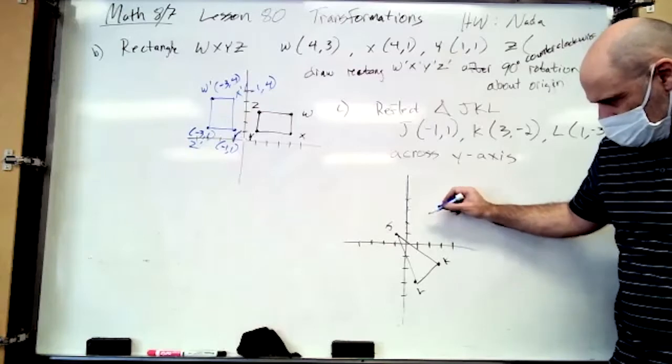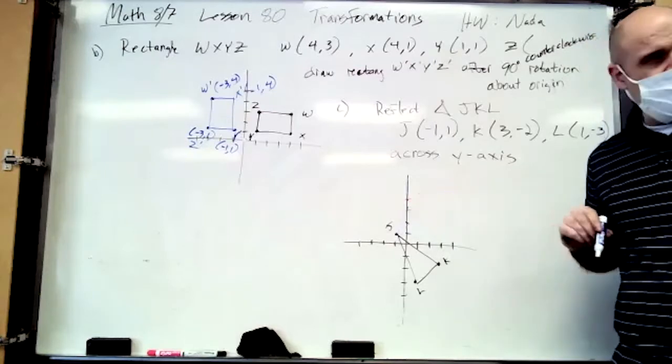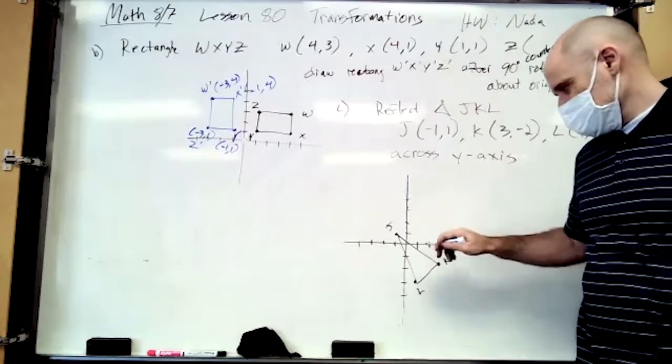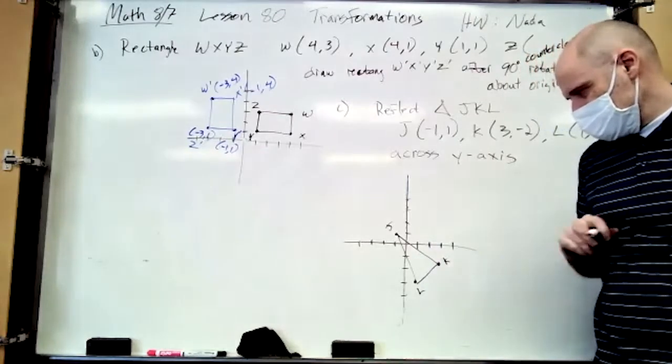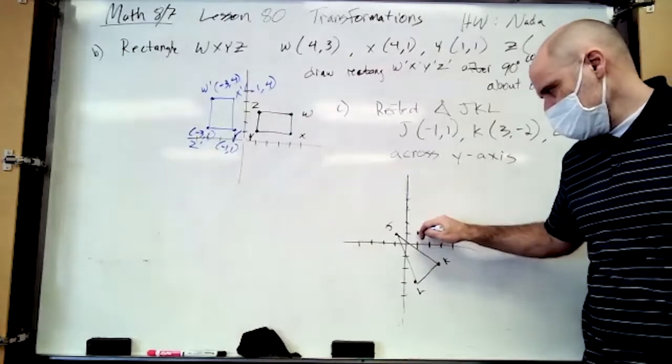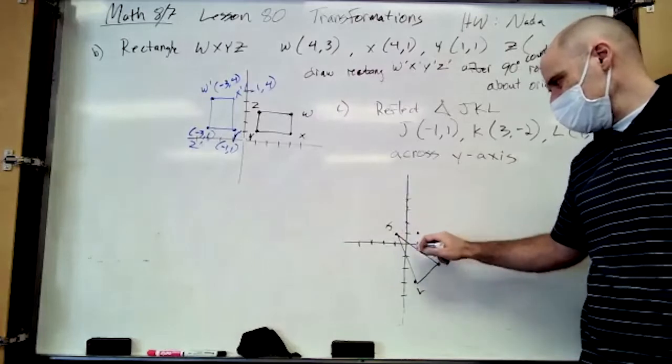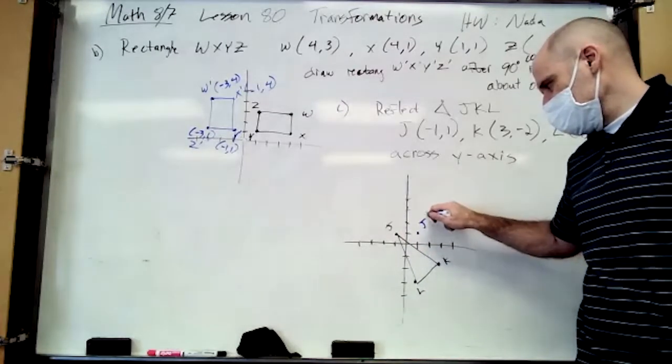Let's see. So here's J. Where's J prime going to be across the Y-axis? Hunter? 1, -1. Nope. 1, 1. 1, 1, right there. Do you see that? So this is the mirror. So what does J see in the mirror? Right here. So here's J prime.